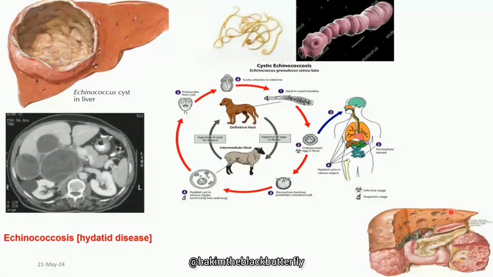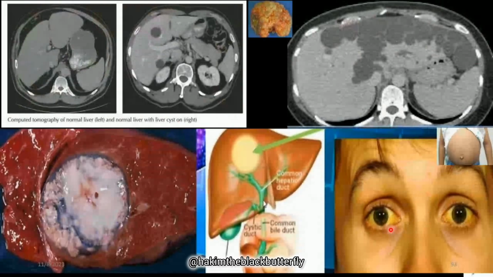These images are still showing us the same. Here we are seeing a liver with a cyst within it. This is also a CT image showing you a liver with so many cysts within it. With so many cysts, of course, the liver is going to abnormally enlarge. As you can see here, it's enlarged.